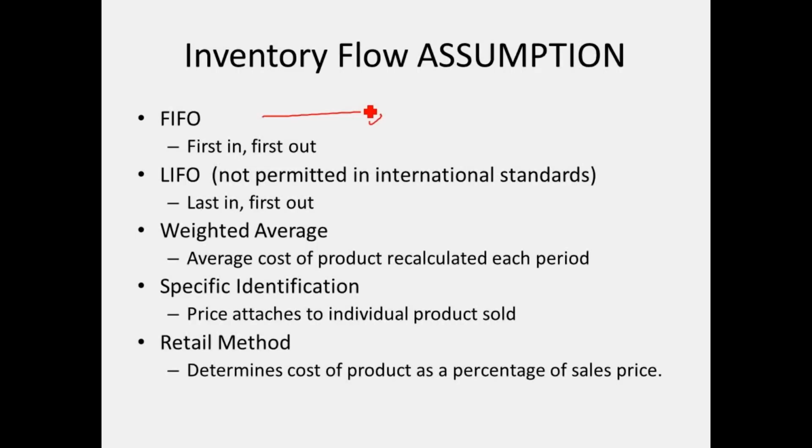Weighted average would say, well, it doesn't really matter which product we take. We imagine there being some average product, and we just figure out the cost. So we figure out the cost of the average unit throughout the period, and then any product that we take is sold under the presumption that it cost us the average. And specific identification is what you would use for a perpetual method, where each item has a specific cost, and we match it to that.